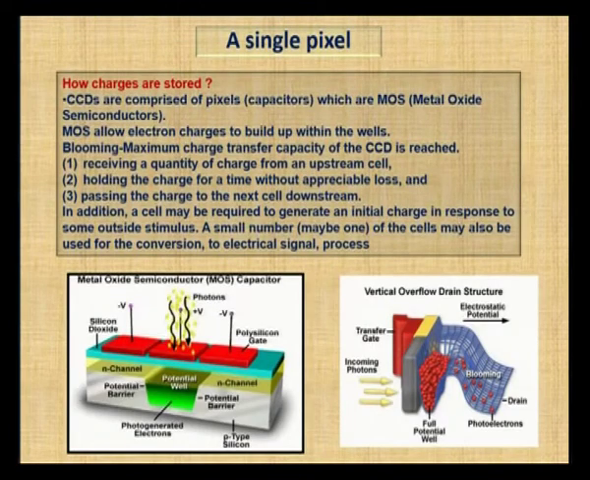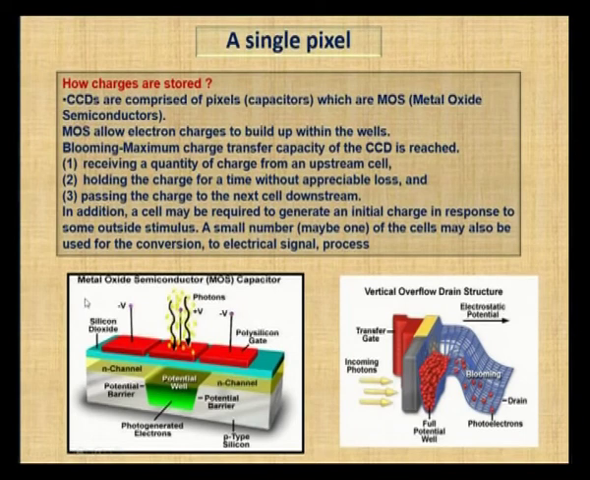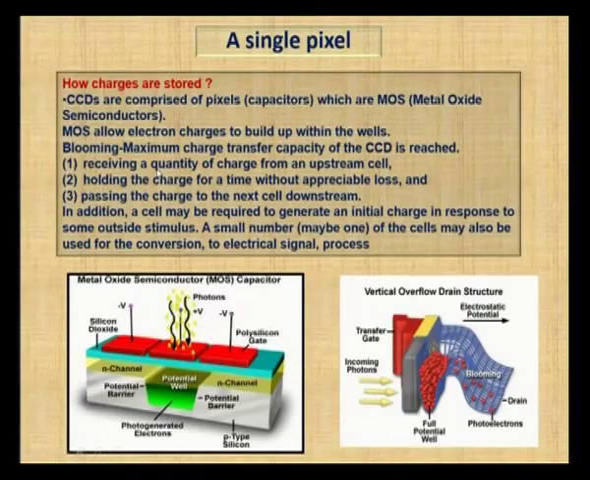Next, we know about the pixels, how the pixels are placed in a CCD, about the CCD structure. Now, we are going to study the single pixel, how it works, and what the features of the pixel are. The CCD comprises many pixels, which are made up of MOS capacitors, and these have the feature of receiving a quantity of charges from upstream. Some of the cells we consider as initiative cells, which are directly exposed to light.